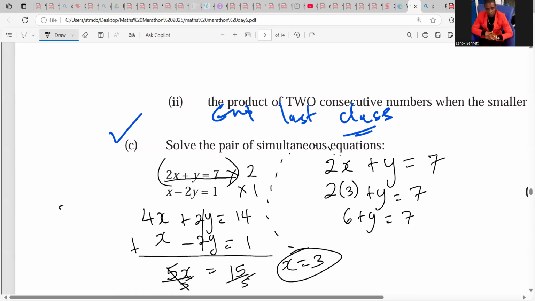What plus 6 gives you 7? Only 1, right? But we have to show working, so we subtract 6 from both sides. CXC requires you to show a lot of working, so please show your steps. So y is 1, x is 3.